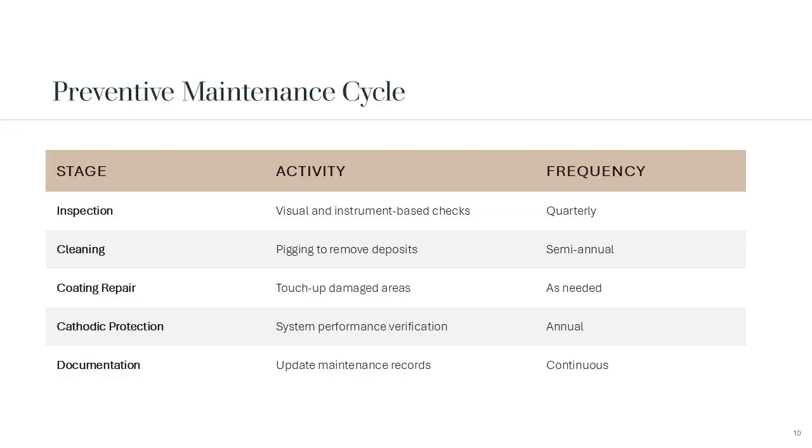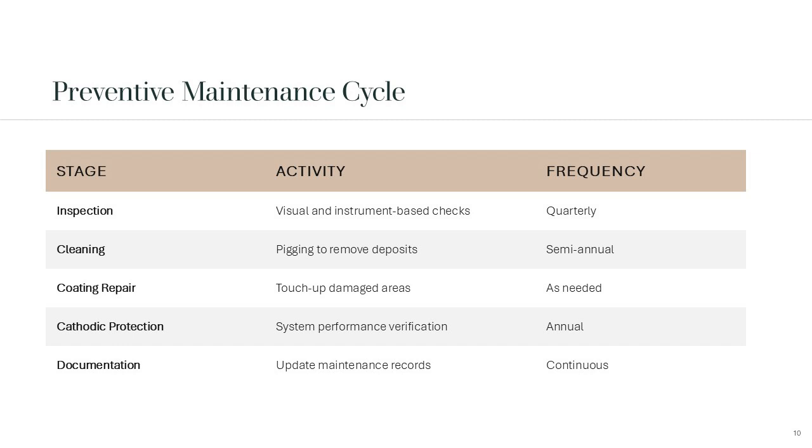Preventive maintenance cycle number 1 is regular inspections, including activities such as visual and instrument-based checks, with a frequency of quarterly. Preventive maintenance cycle number 2 is cleaning, including activities such as pigging to remove deposits, with a frequency of semi-annual. Preventive maintenance cycle number 3 is coating repairs, including activities such as touch-up of damaged areas, with a frequency of as needed.